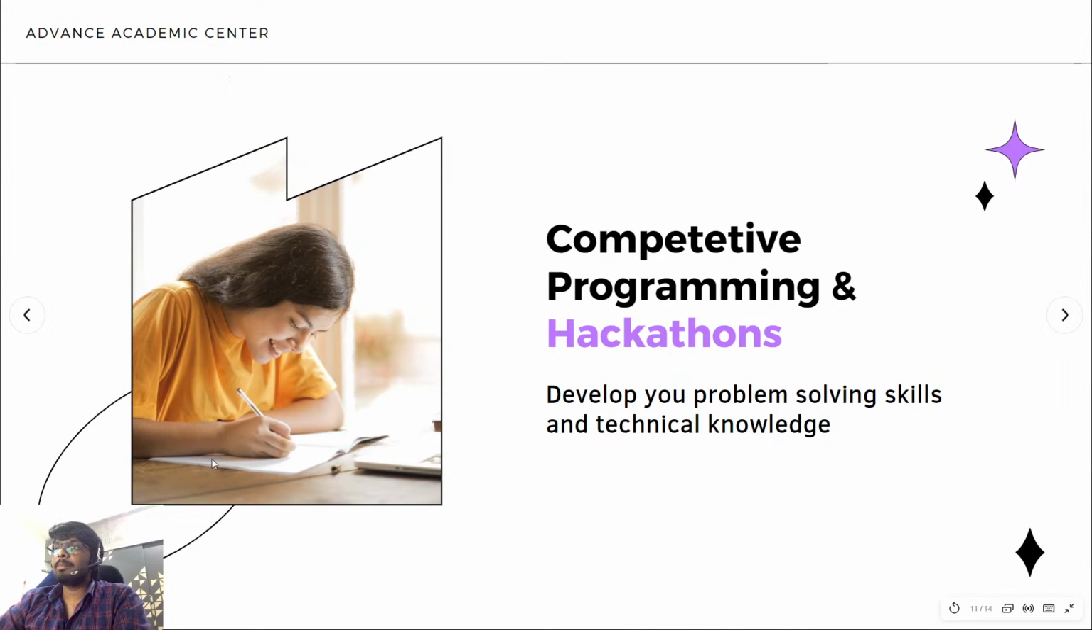Yes, we do have Raspberry Pi in the AAC lab. We have plenty of them.